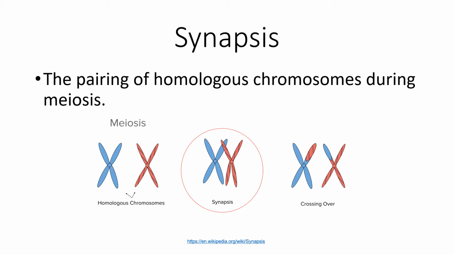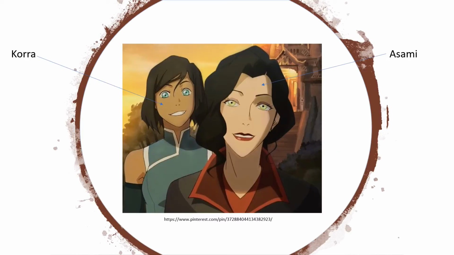To start, we will be going over synapsis, which is the fusion of homologous chromosomes during meiosis. We will be using Korra, who's on the left, and Asami, who's on the right, from Legend of Korra. However, you do not need any background on Legend of Korra to follow.